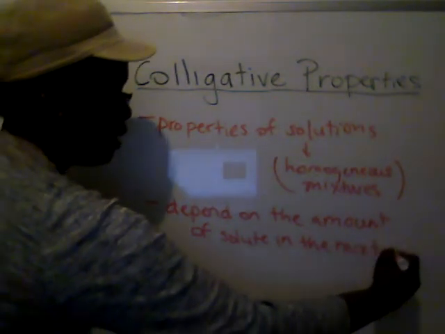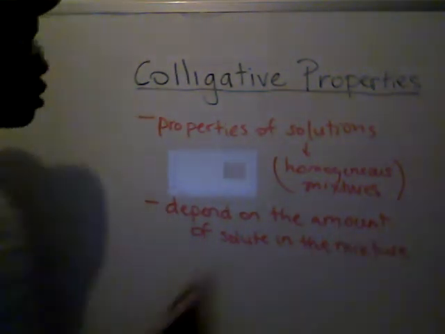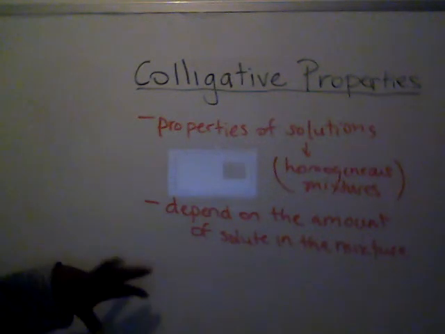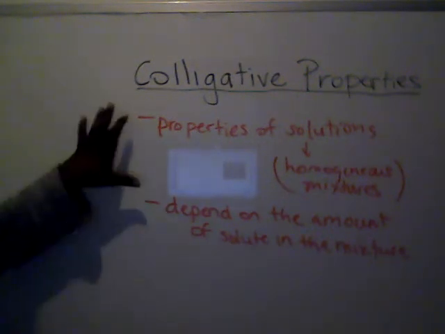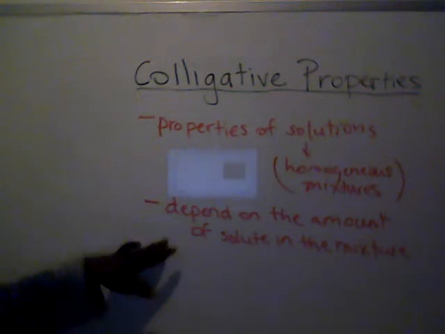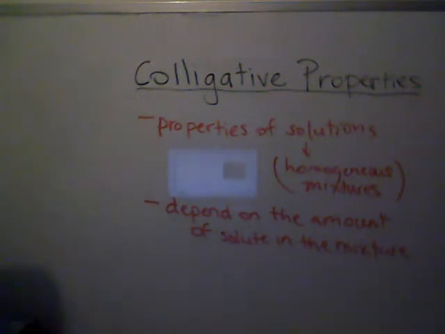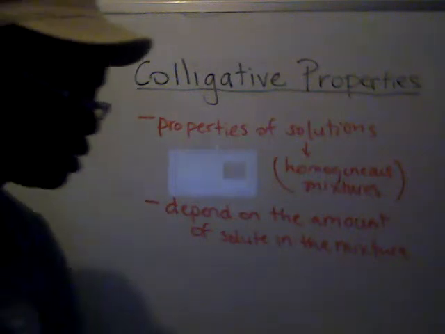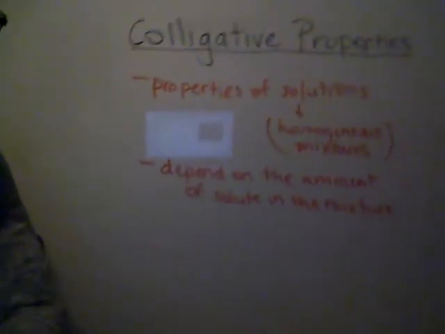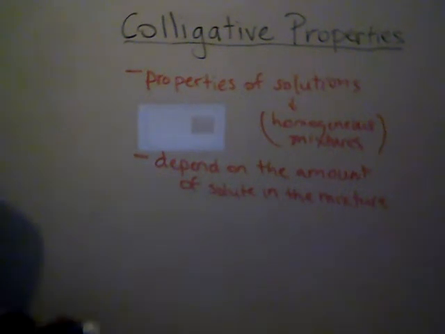So what does that actually mean? If we have a little bit of solute, we won't have a very prominent colligative property. If we have a lot more solute, then the colligative property is going to be more significant. And we'll talk about some of the different types of colligative properties. The first one that we'll discuss, and we'll do calculations with it as well, would be vapor pressure lowering.